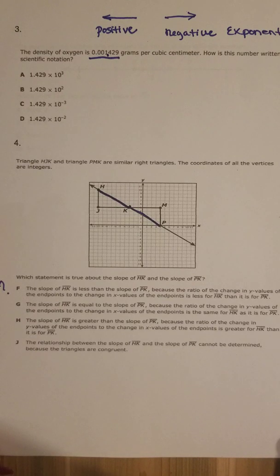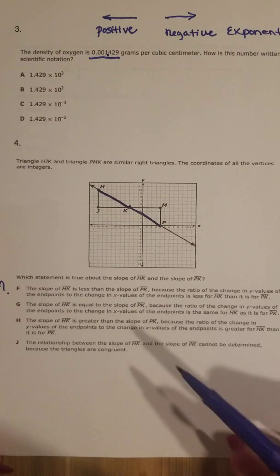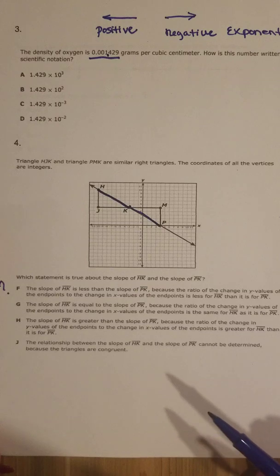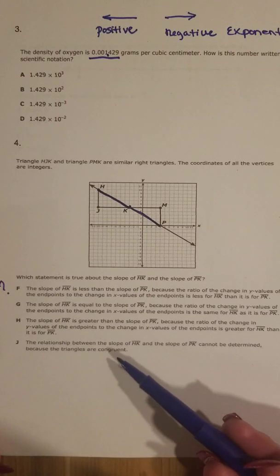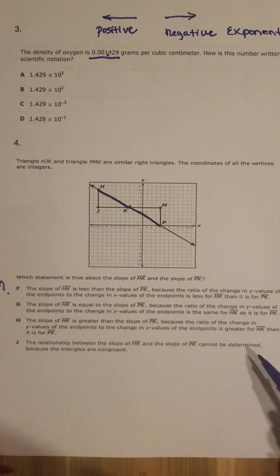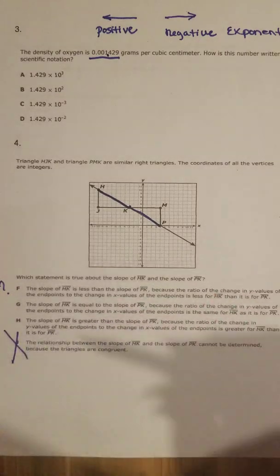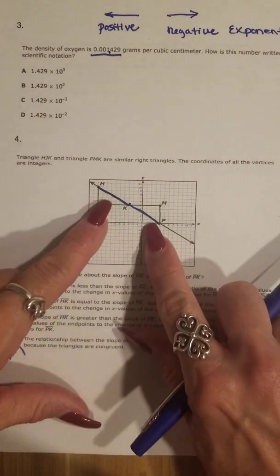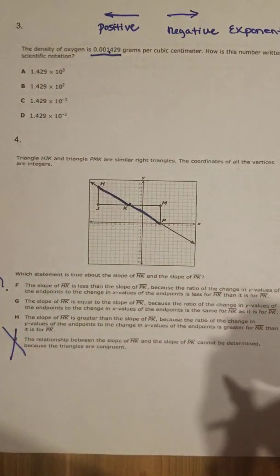G, the slope of HK is equal to the slope of PK because the ratio of the change in Y values to the change in X values of the endpoints is the same for HK as it is for PK. H, the slope of HK is greater than the slope of PK. And then the relationship between the slope of HK and the slope of PK cannot be determined, and that's false. Not true. You can get the slope of both of these, okay?